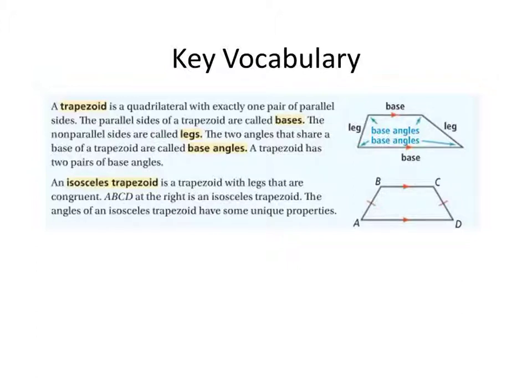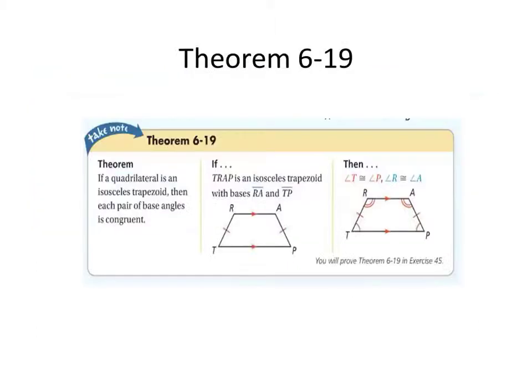Now, an isosceles trapezoid is a trapezoid with legs that are congruent. So ABCD at the right is an isosceles trapezoid. The angles of an isosceles trapezoid have some unique properties. Okay, here's the first theorem. If a quadrilateral is an isosceles trapezoid, then each pair of base angles is congruent. So this one, and this one, and this one, and this one.